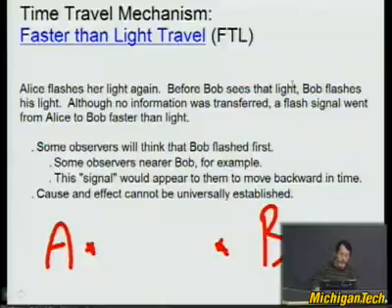So let's put observers around again. So an observer here near Alice will say, well, Alice flashed her light first, and then Bob flashed his light. But an observer near Bob will say, oh, no, no, no. I saw Bob's light flash first. So Bob flashed his light first, and then Alice flashed her light. Therefore, you cannot establish cause and effect here anymore. Cause and effect is lost when you have faster than light communication.